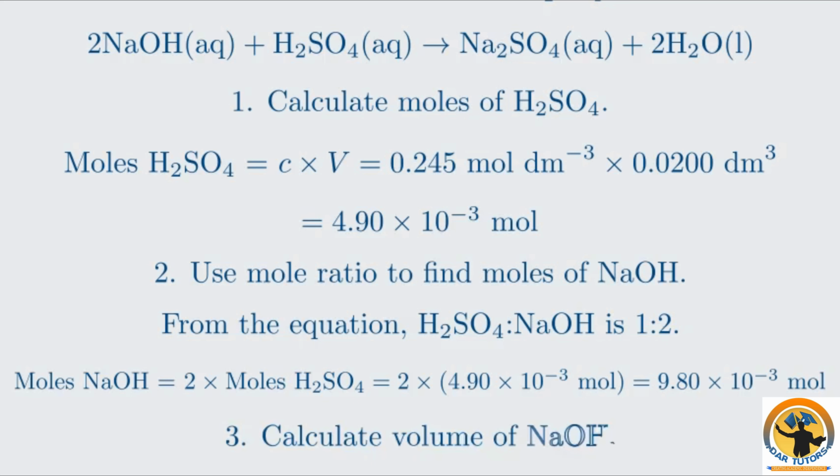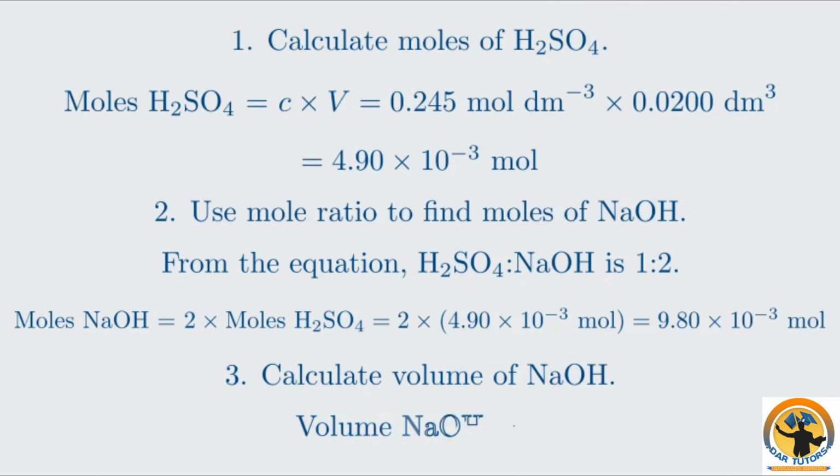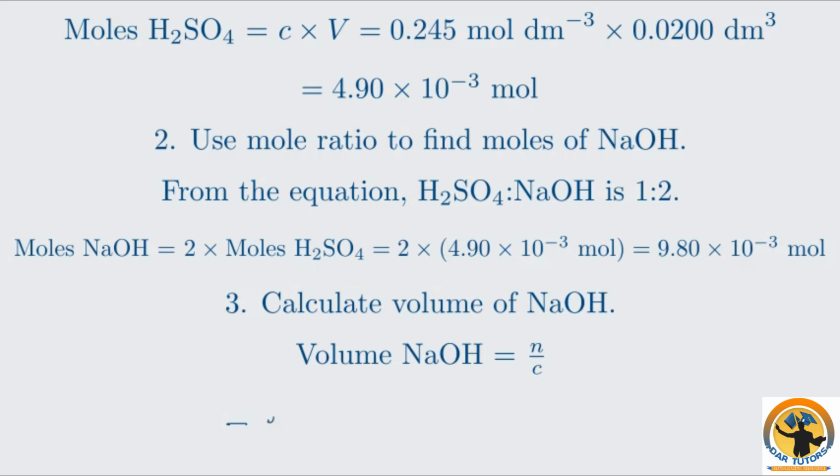Step 3. Calculate the volume of sodium hydroxide. We rearrange the formula C equals n over V to V equals n over C. Volume of NaOH is 9.80 times 10 to the power of minus 3 moles divided by 0.61 moles per dm3, which equals 0.0161 dm3. Let's try another problem.